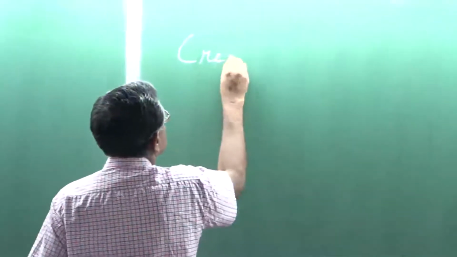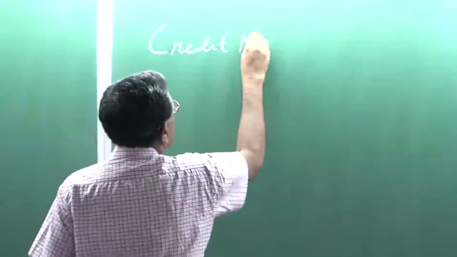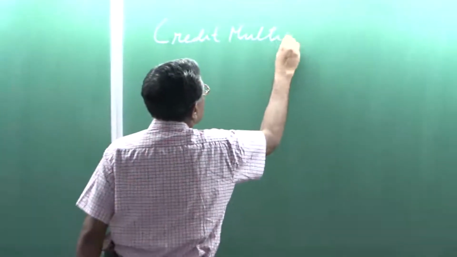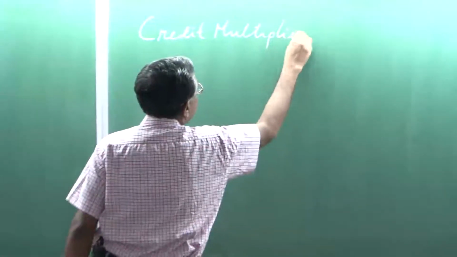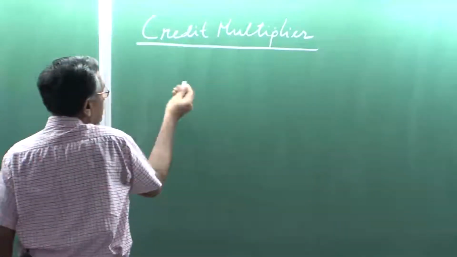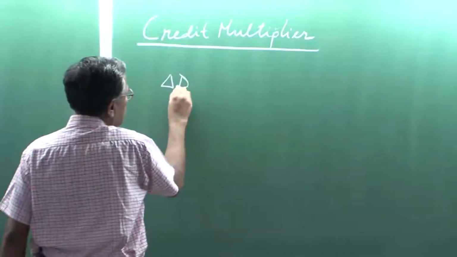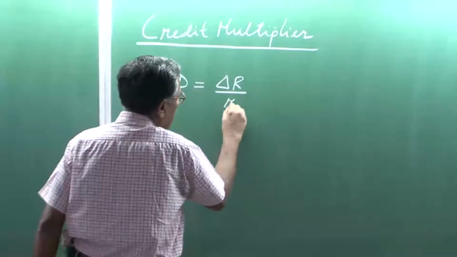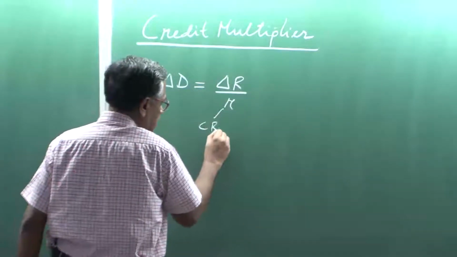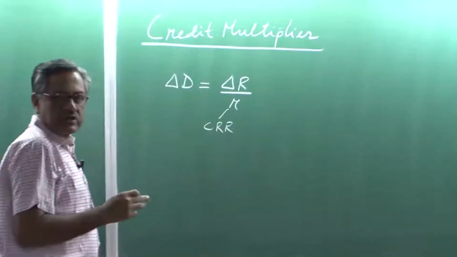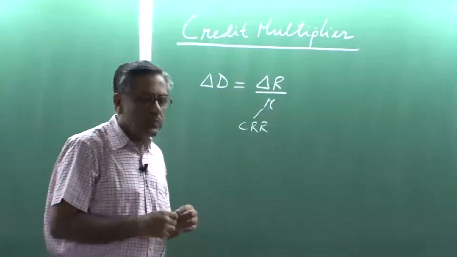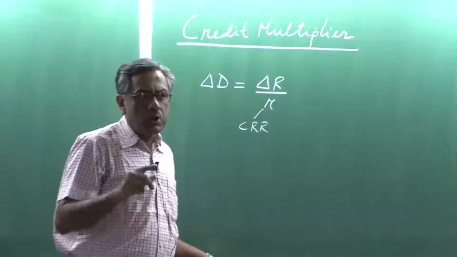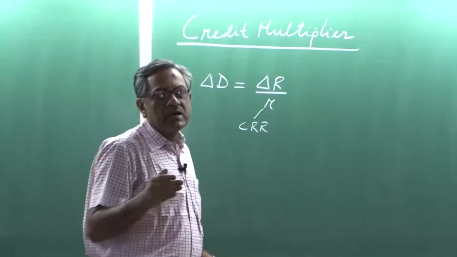Now, this credit multiplier, the algebraic part is simple. The total change in deposits is the initial change in reserves divided by R, where R is the CRR. In this formulation that we obtained that day, the multiplier is 1 over r, small r. We are assuming a number of things.